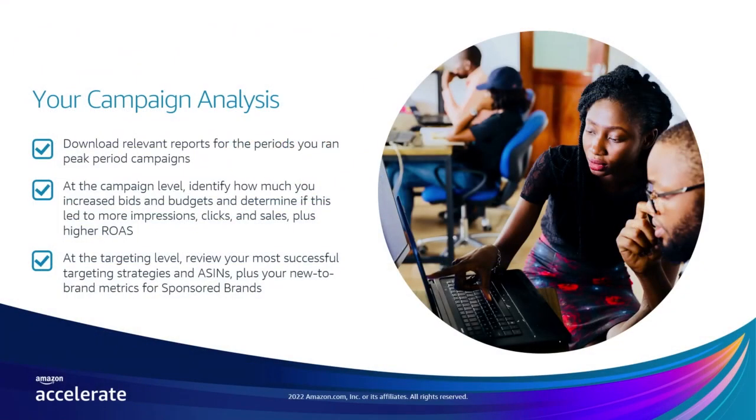You can start by downloading relevant reports for the periods where you ran peak period campaigns. Next, at the campaign level, identify how much you increased your bids and budgets by, and then determine if this led to more impressions, clicks, sales, and a higher ROAS. We'll cover some actions that you can take if you didn't meet your campaign level goals shortly.